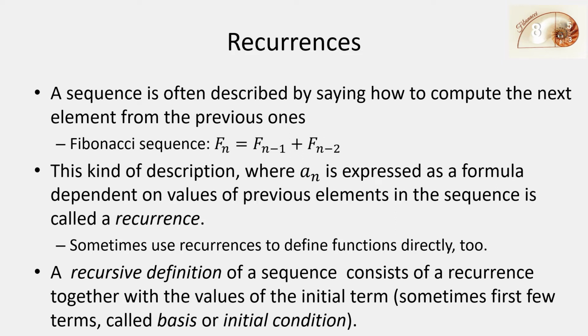So this kind of description, when you express the next element of a sequence in terms of the previous one, is called a recurrence. And a lot of the time it's used not just for sequences, but very commonly for functions, for running times of programs, and so on and so forth. And now we could define our sequences by using a recursive definition, which will consist of a recurrence together with the value of the initial term. Well, sometimes you need several initial terms. For example, for Fibonacci numbers, you need f of 0 and f of 1, and then you could start computing the next one using this formula.